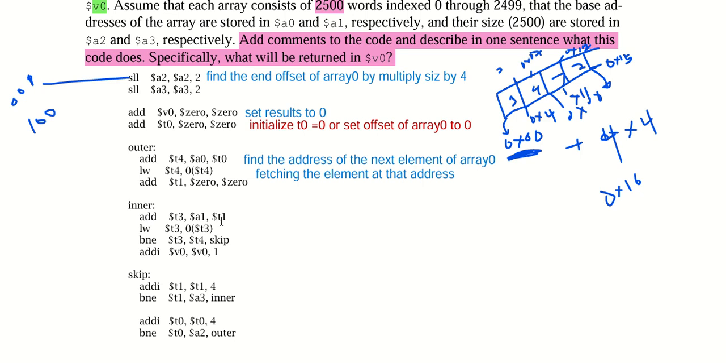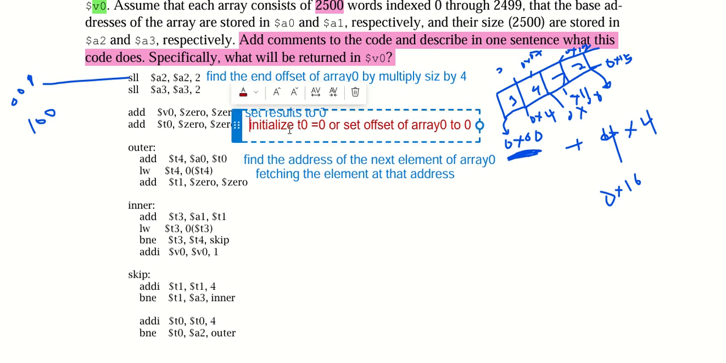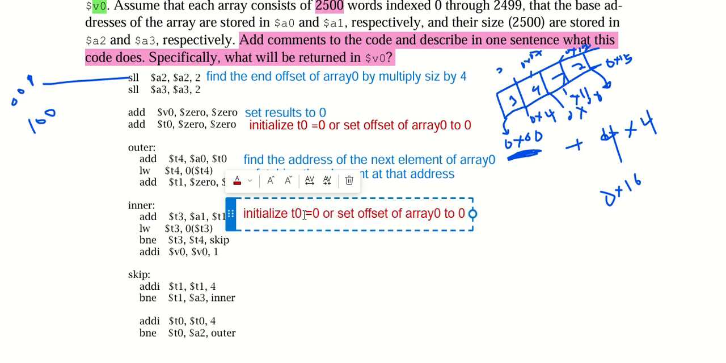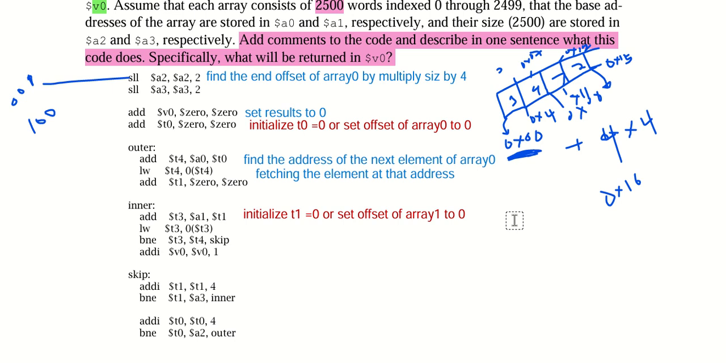So more or less, if this one was, yes, it means that we'll have to just use this comment. So if this one was kind of I, the T0 was I, then T1 will be something like J, right? Because I'm guessing it's some kind of outer loop and inner loop, right? So we can just copy and paste that one there. So initialize T1 to 0, or set the offset of array 1 towards 0, right? That's what we are doing.